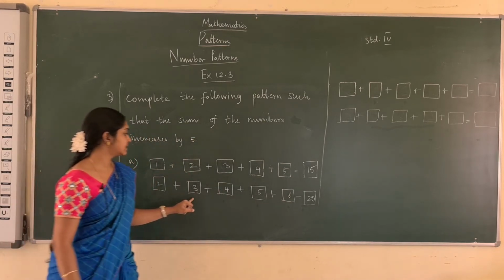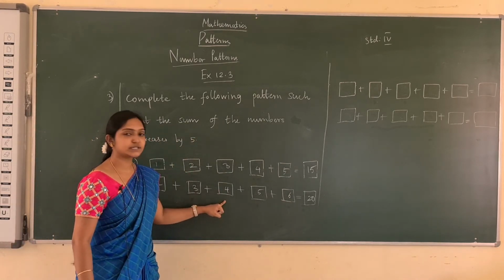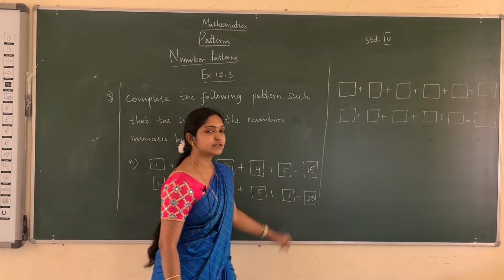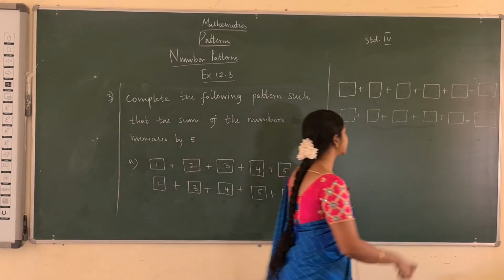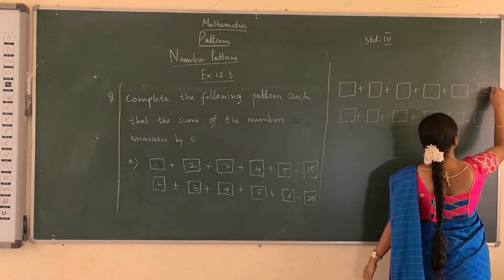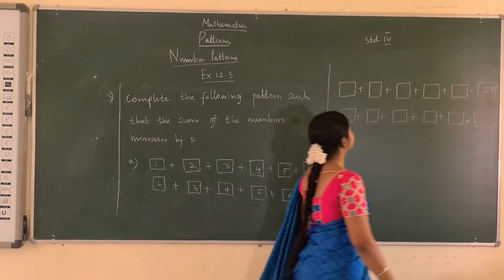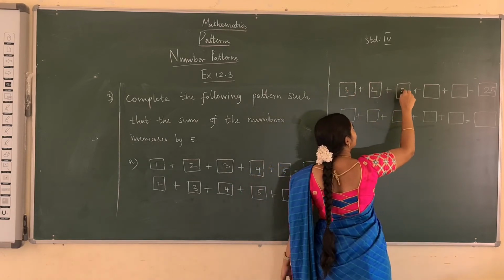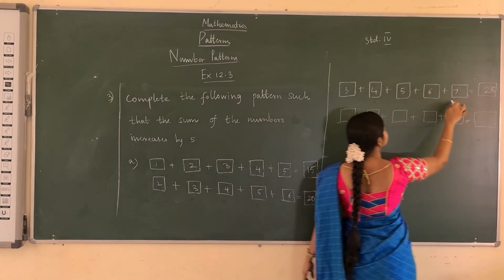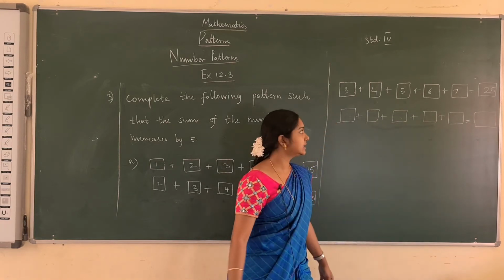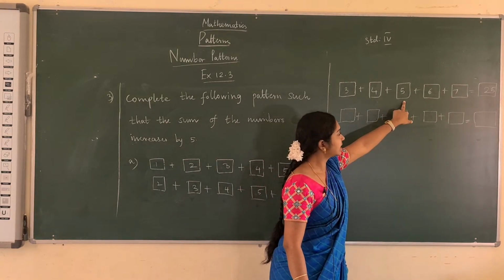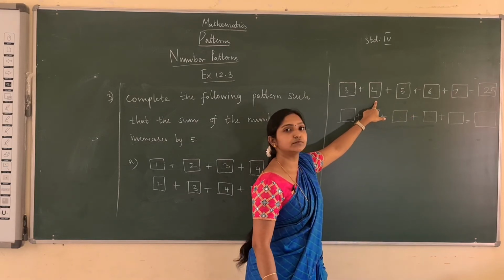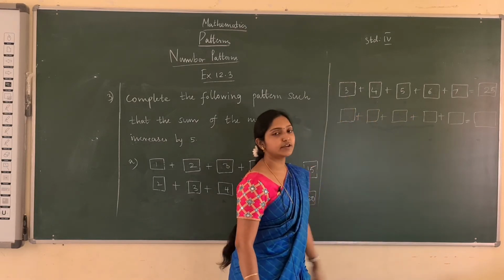2 plus 3 is 5, 5 plus 4 is 9, 9 plus 5 is 14, 14 plus 6 is 20. Here, if the sum is 20, here it should be 25. Now fill the numbers with 3, 4, 5, 6, 7. 6 plus 7 is 13, 13 plus 5 is 18, 18 plus 4 is 22, 22 plus 3 is 25.